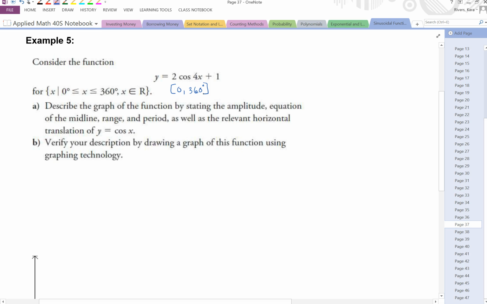Okay? But now it also says describe the graph of the function by stating the amplitude, the equation of the midline, the range, and the period, as well as the relevant horizontal translation of y equals cos x. So how did we get from this function to this function, essentially? B says verify your description by drawing a graph of this function using graphing technology.